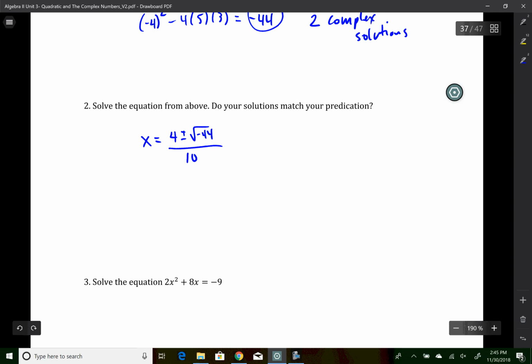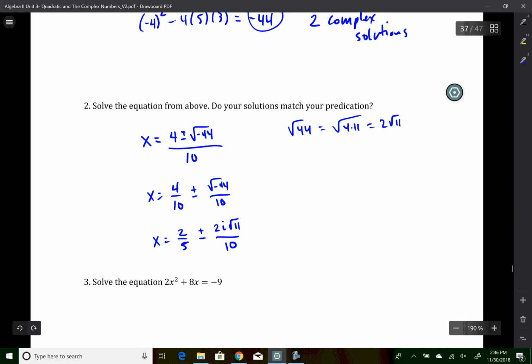Remember, all of these we're going to separate. So I have 4/10 plus or minus the square root of negative 44 over 10. Square root of 44, well, I could break that down to the square root of 4 times the square root of 11. So that would be 2 square roots of 11. So I could really rewrite this as 2/5 plus or minus 2i square root of 11 over 10. Still can be simplified. Final answer here would be 2/5 plus or minus i square root of 11 over 5.